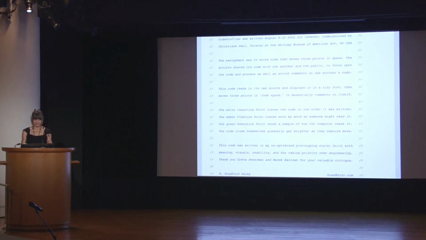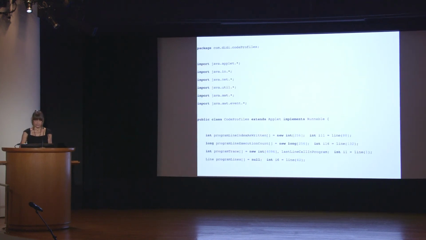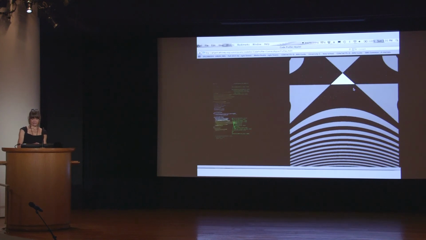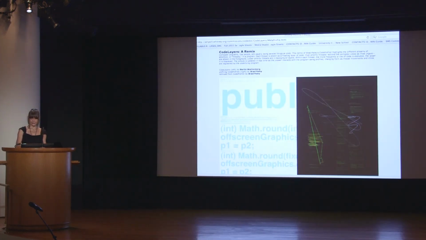Brad Paley had difficulties figuring out how he should handle that assignment or the code space, so he decided to make the back end the front end, and collapse the two. So the front end was basically the code itself with a white insertion point tracing the code in the order it was written, the amber fixation point tracing word by word as you would read it, and the green execution point showing a sample of how the computer would read that code. So here you see the work and the different forms of reading of it. Since the code was made public, artists started remixing it. So here you have him pointing his code at Martin Wattenberg, who countered by creating another way of looking at his code.